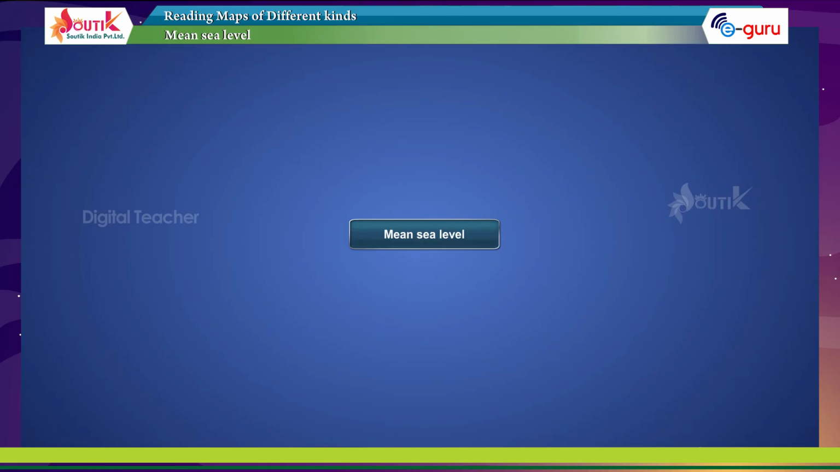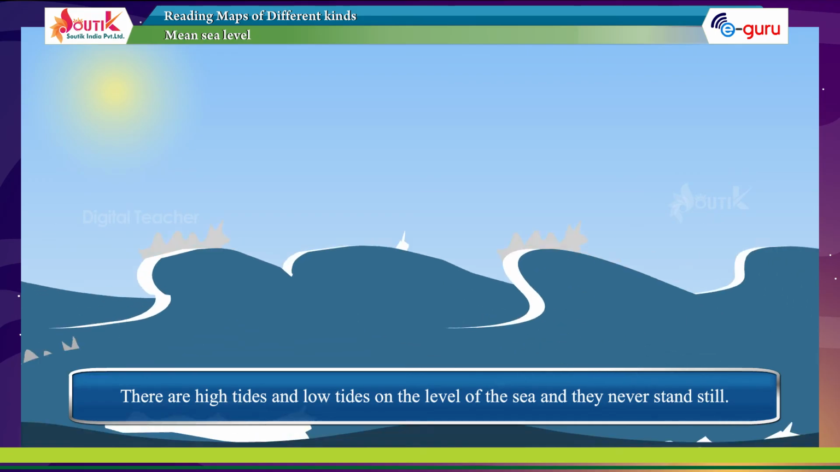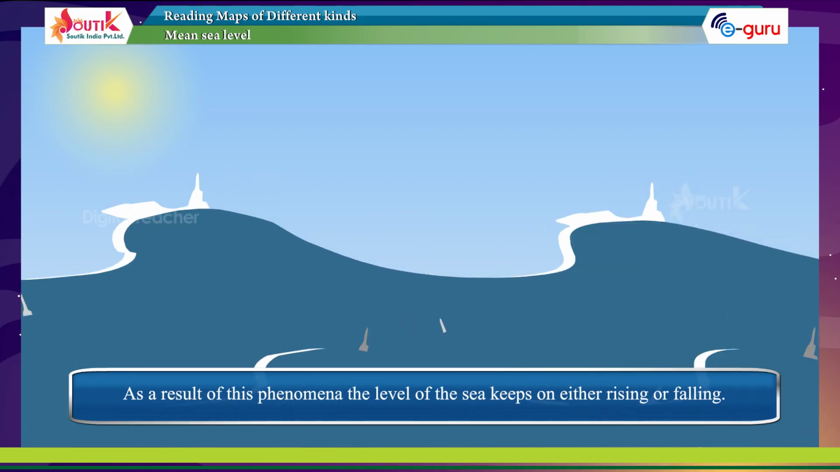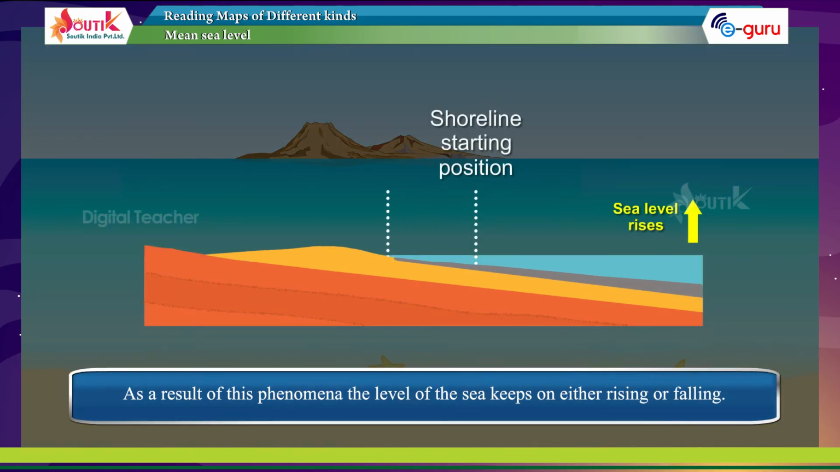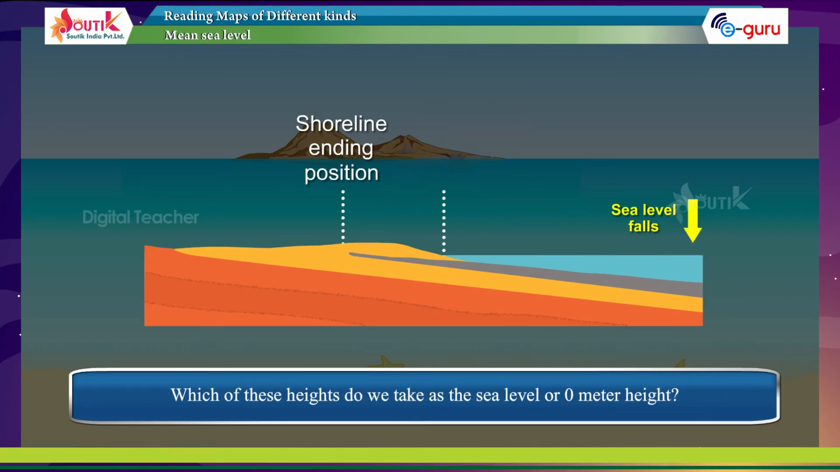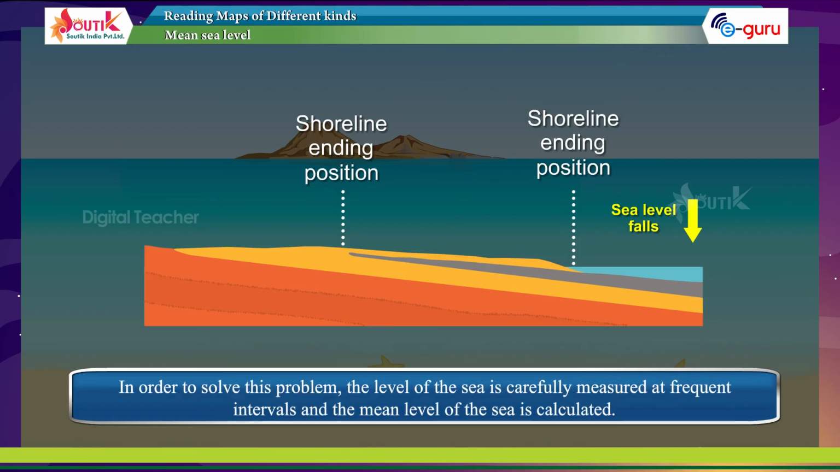Mean sea level. There are high tides and low tides on the level of the sea, and it never stands still. As a result of this phenomenon, the level of the sea keeps on either rising or falling. Which of these heights do we take as the sea level or 0 meter height? In order to solve this problem, the level of the sea is carefully measured at frequent intervals and the mean level of the sea is calculated.